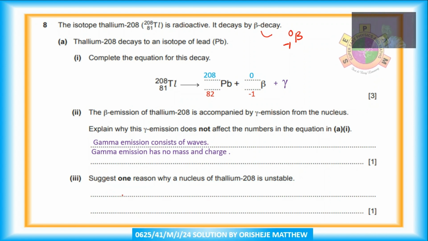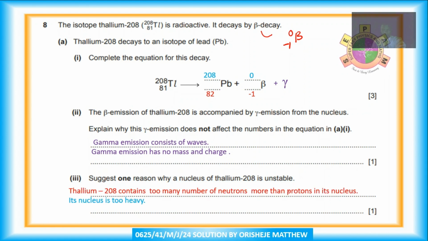Now, suggest one reason why a nucleus of thallium is unstable. When the proportion of proton to neutron is less than 1, then the atom becomes unstable. So the reason is because thallium has more neutrons in its nucleus.